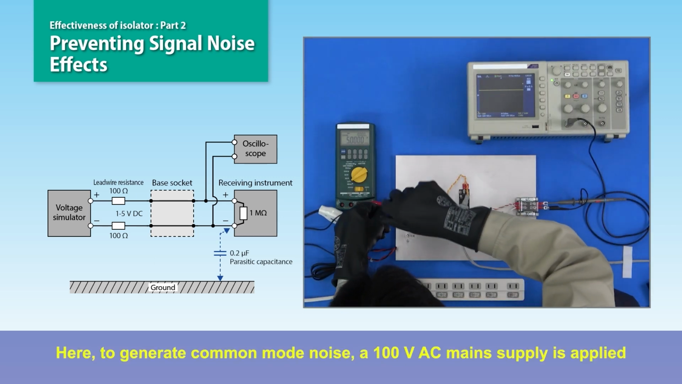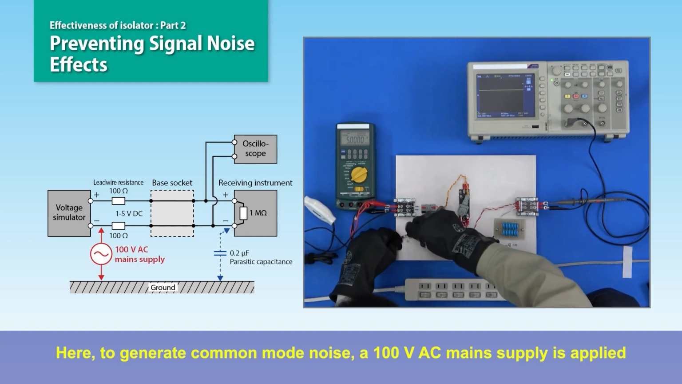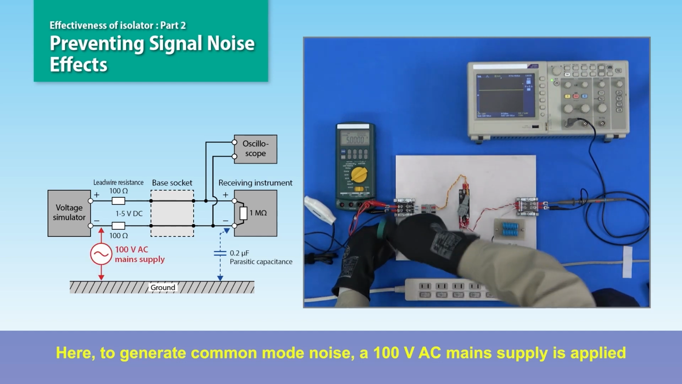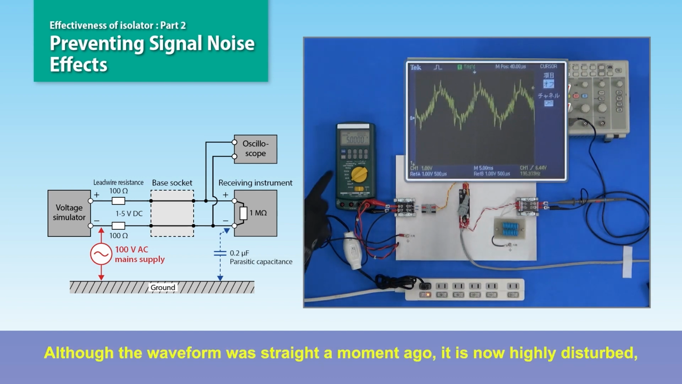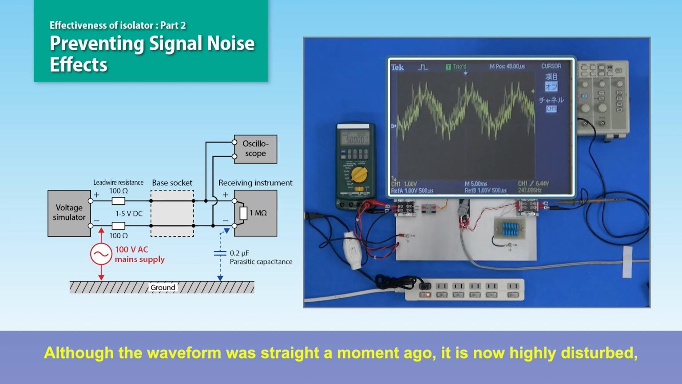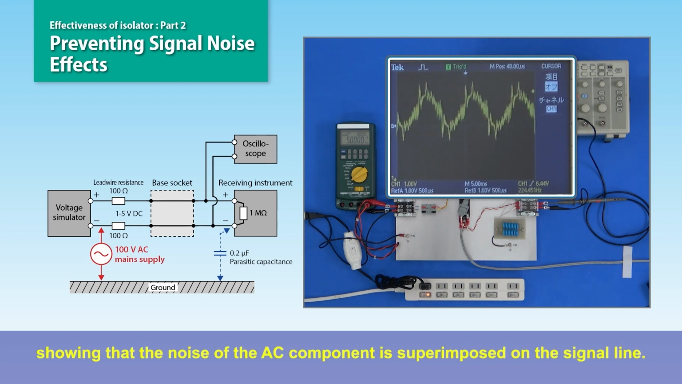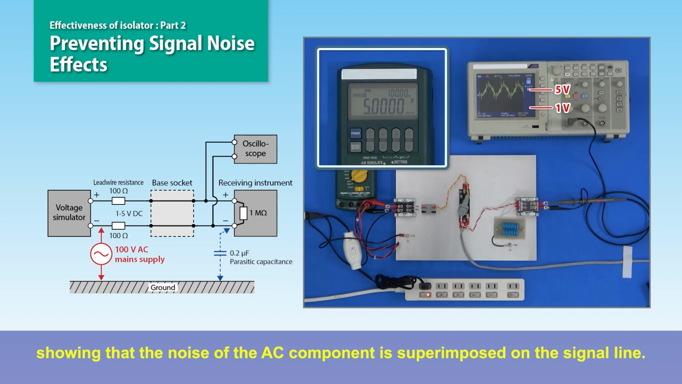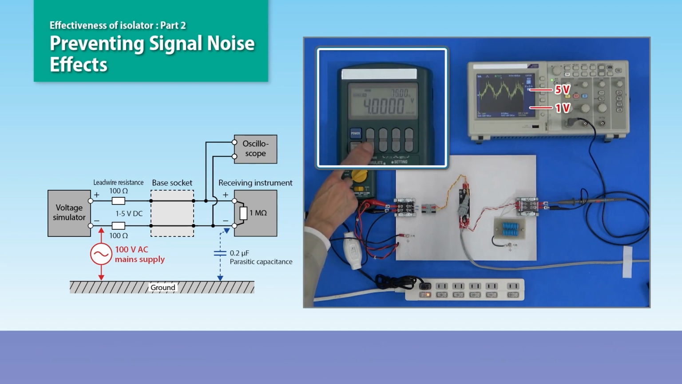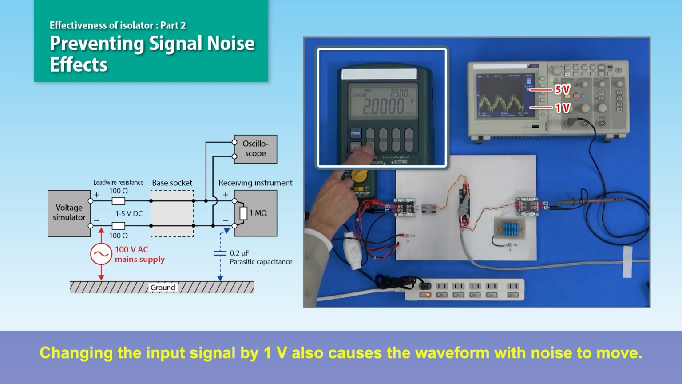Here, to generate common mode noise, a 100-volt AC mains supply is applied between the negative side of the signal line and the ground. Although the waveform was straight a moment ago, it is now highly disturbed, showing that the noise of the AC component is superimposed on the signal line. Changing the input signal by 1 volt also causes the waveform with noise to move.